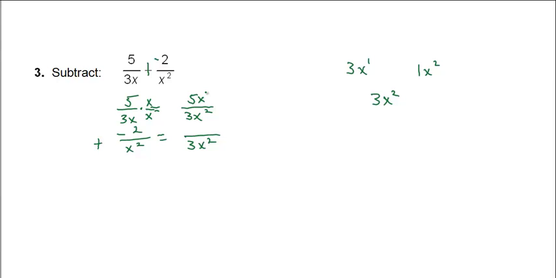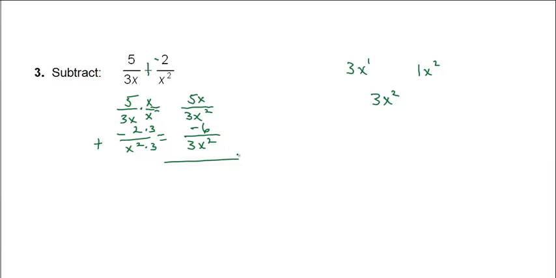Now we go to the second term. We had negative 2 over x squared, and remember, we wanted to have a denominator of 3x squared, so we had to multiply that denominator by 3 in order to give us a 3x squared. Whatever we do to the denominator, we do to the numerator as well. So we multiply negative 2 times 3, and that gives us a negative 6.